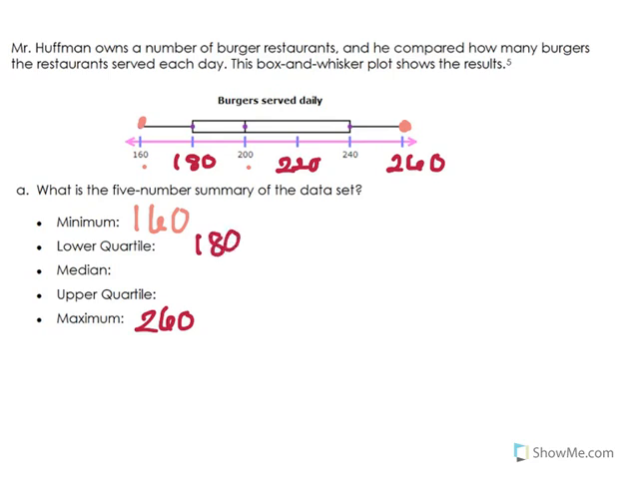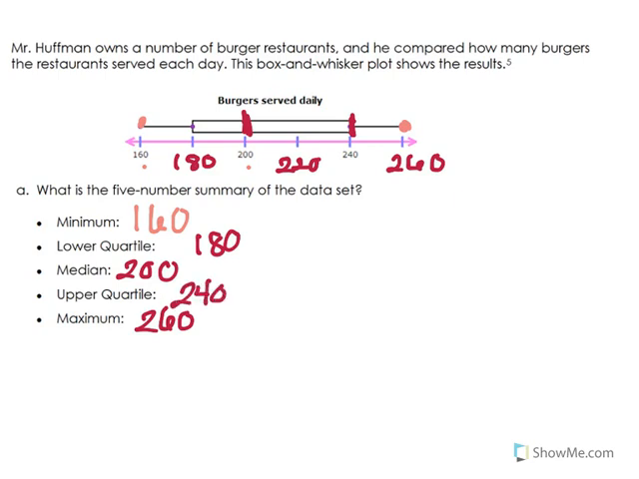I know that the median, also known as quartile 2, is going to be the middle of my data set. So it is going to be the line in the middle of my box right here, and that is above 200. And then finally, I know that the furthermost part of my box on the right-hand side is above 240.